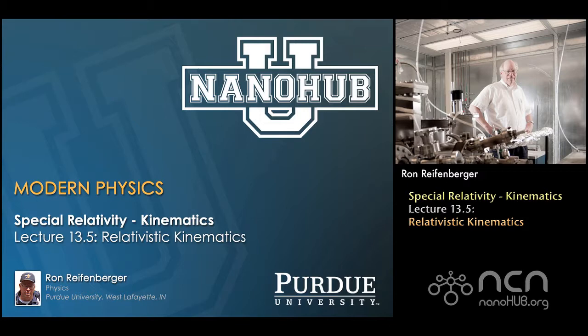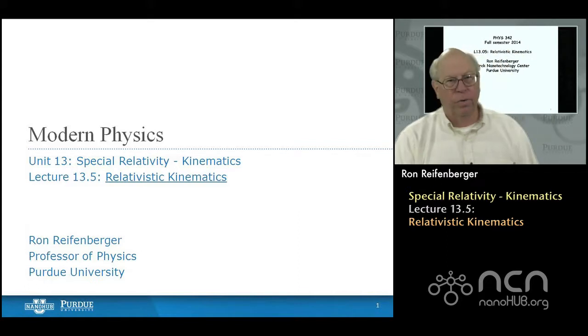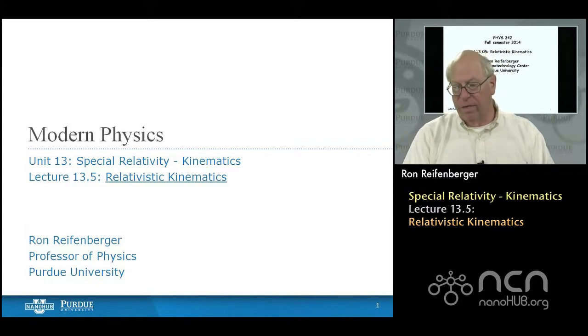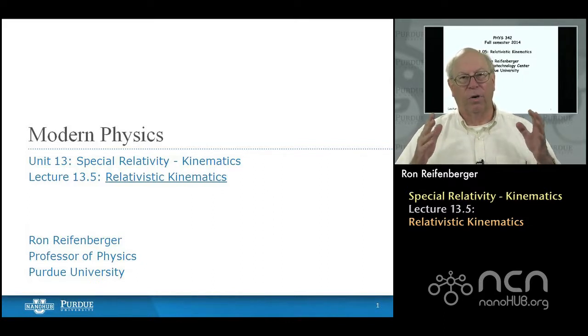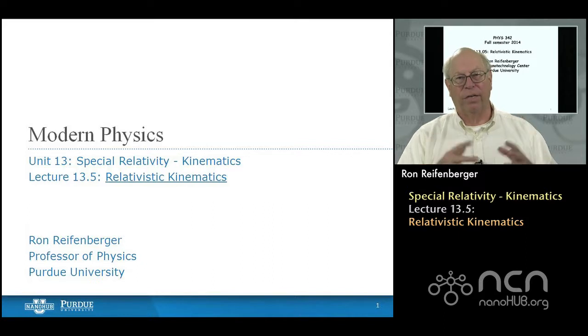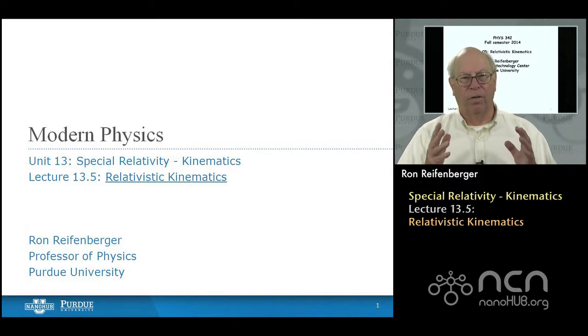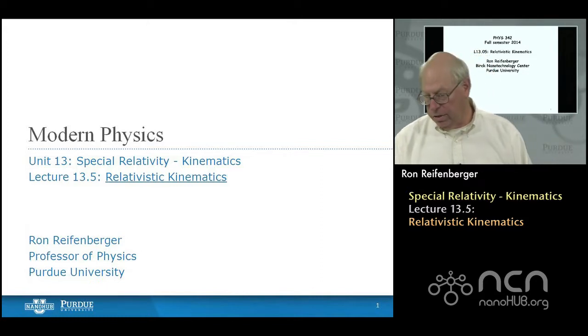NanoHub U, online instruction. In this lecture, we're going to talk about relativistic kinematics. We're going to talk about how the equations of motion for objects are altered when those objects are moving close to the speed of light. In particular, we're going to focus on conservation of momentum, and look at how conservation of momentum is altered in relativistic collisions.